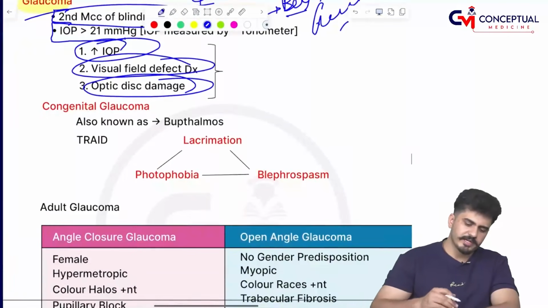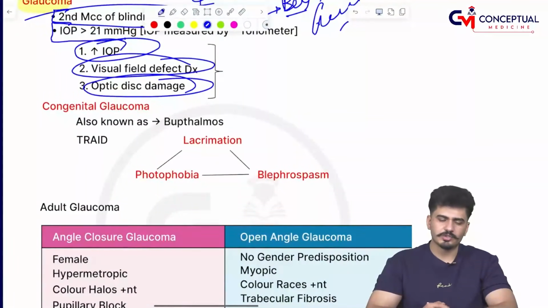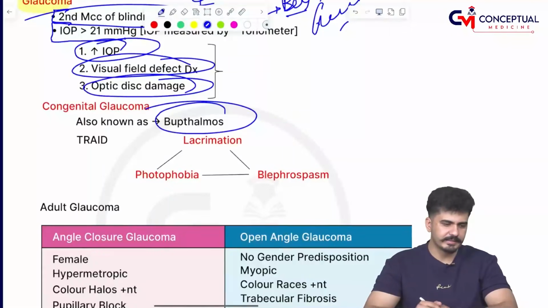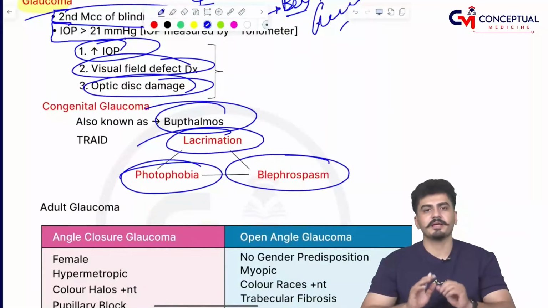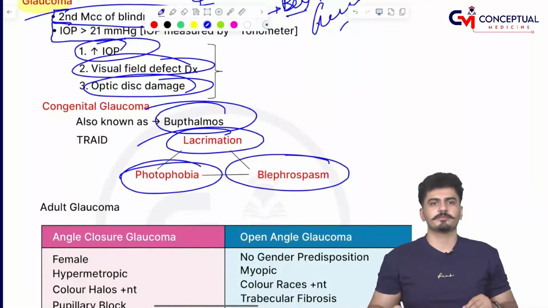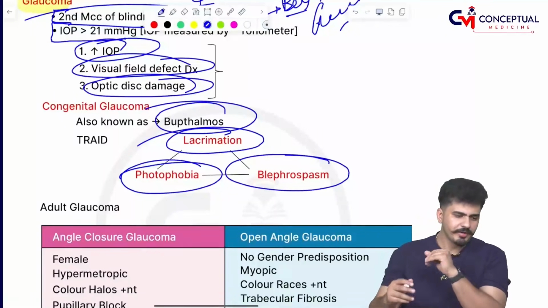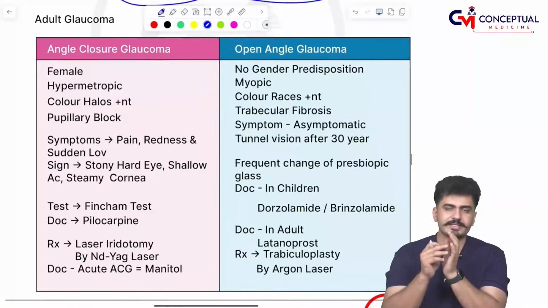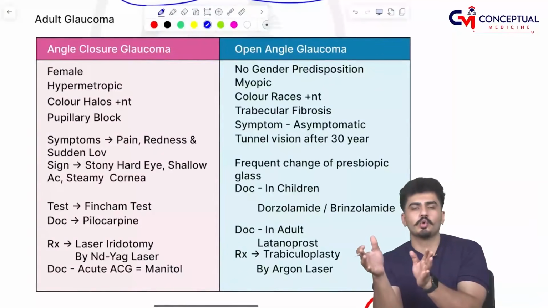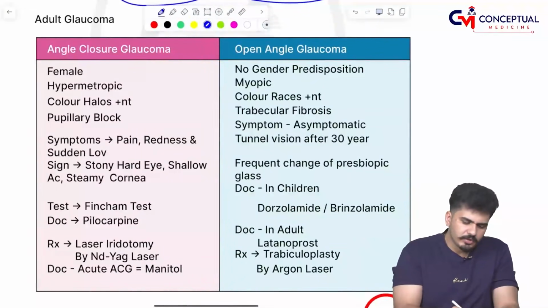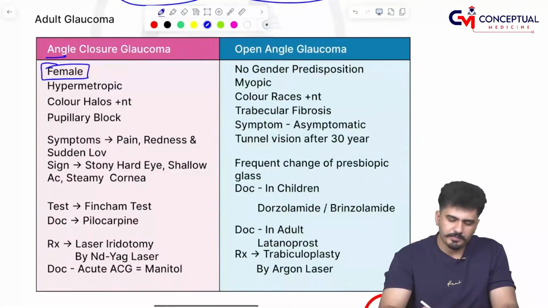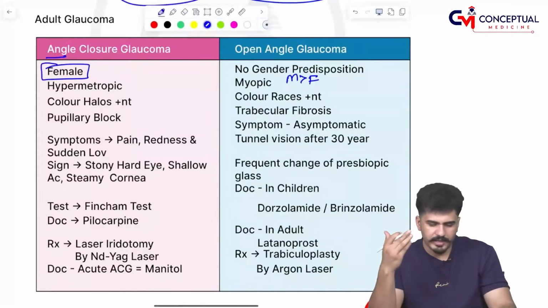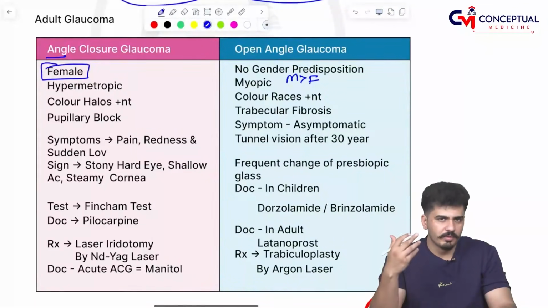What about congenital glaucoma, sir? Congenital glaucoma is also called buphthalmos. There is a triad, sir. Which triad? Lacrimation, photophobia and blepharospasm. This is for congenital glaucoma. Now we divide glaucoma into two: angle closure and open angle glaucoma. How are they different? Angle closure is most common in females, and open angle, let's suppose, is male more than female. So for open angle we think of males, and for closed angle we think of females.